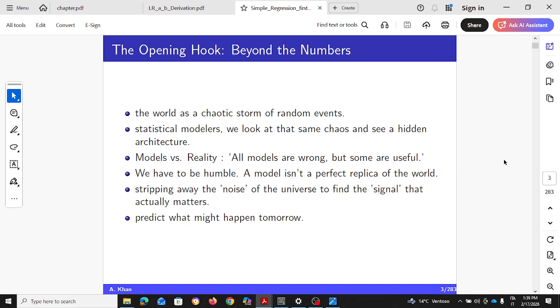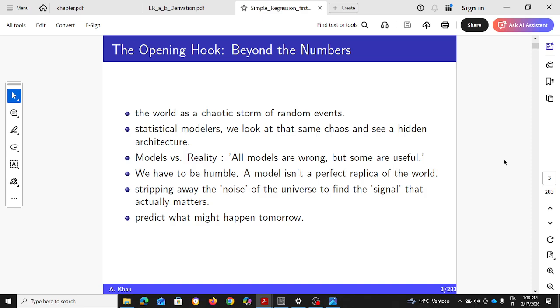But for us, as a data scientist, as a data analyst, as a statistician, we look to the hidden architecture between the data. So we just don't look at it as a chaotic world. We try to extract meaningful information from the data, and based on that, we then relate that information, those structures, those architectures to the real world. Okay? So now, there is a famous saying which says, models versus reality. All models are wrong, but some are useful.